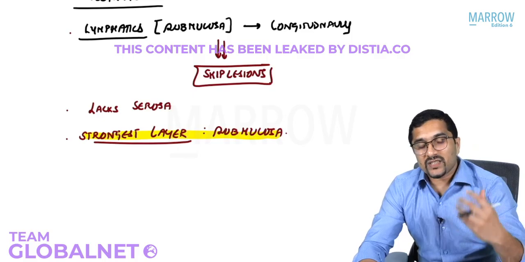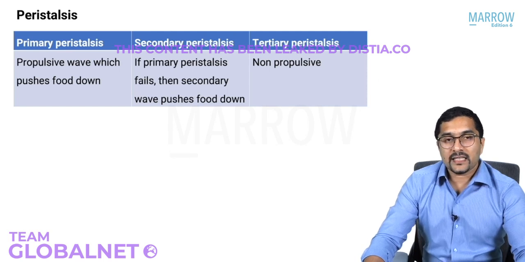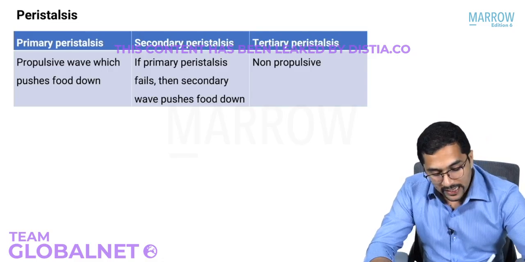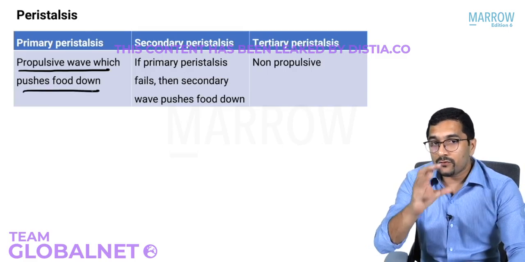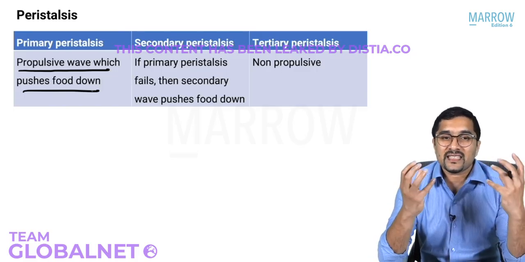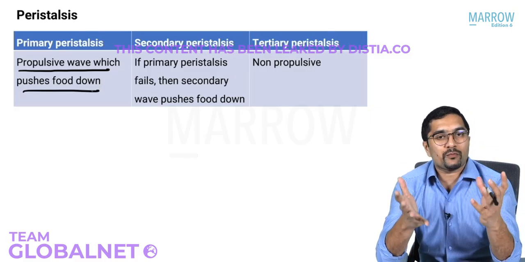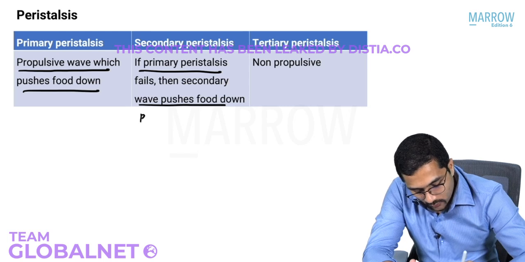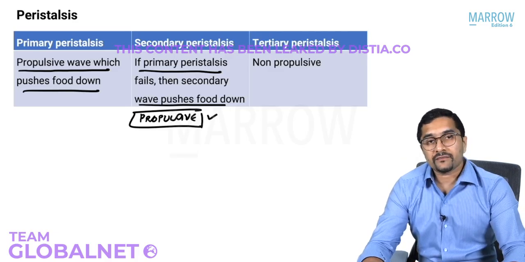Moving on to the peristalsis seen in the esophagus. There are three types of peristalsis. Primary peristalsis is when the food reaches the esophagus. If you drink or eat something, it is a propulsive wave which pushes food down. In the majority of us, primary peristalsis is enough to push food down. But sometimes, if primary peristalsis fails to push food down, then secondary peristalsis will occur, and secondary peristalsis is also a propulsive wave.